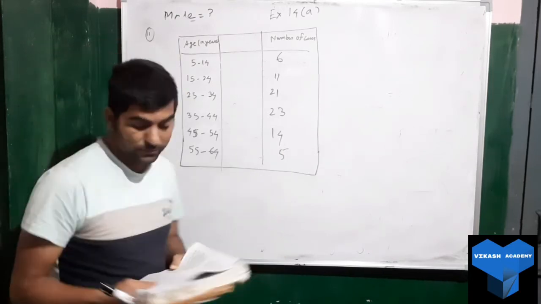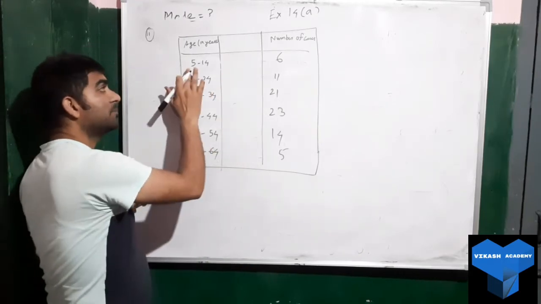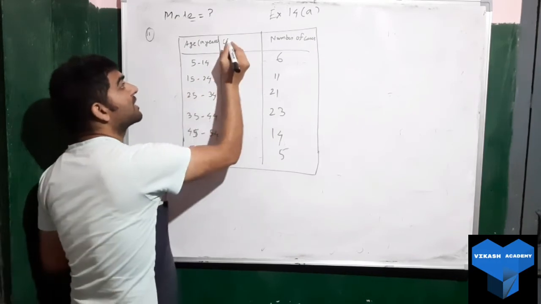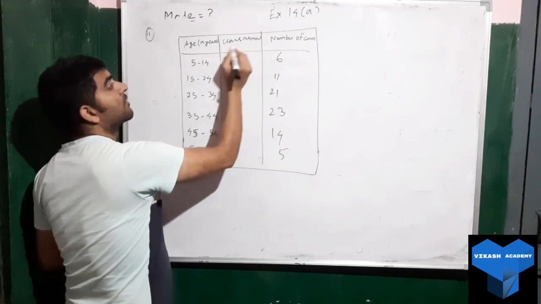Now what we have to do, why I have to make one extra: if you see, this is not continuous, because 5 to 14 again starts from 15. So just to make the class interval continuous.